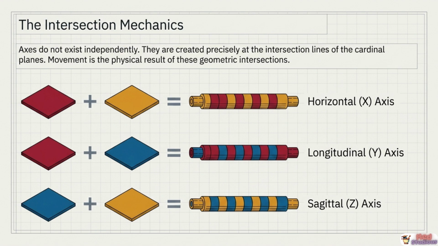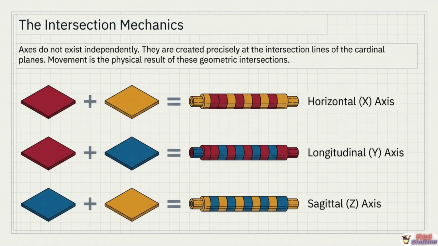The coronal plane intersecting with the transverse plane creates the horizontal x-axis, driving flexion and extension. The coronal plane intersecting with the sagittal plane creates the longitudinal y-axis, driving medial and lateral rotation. The sagittal plane intersecting with the transverse plane creates the sagittal z-axis, driving abduction and adduction.